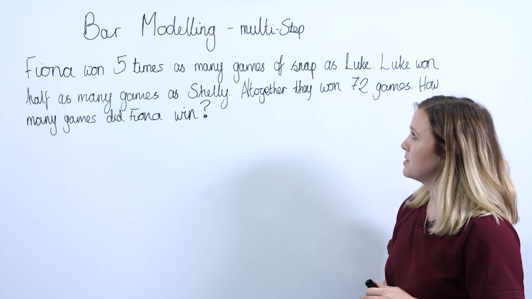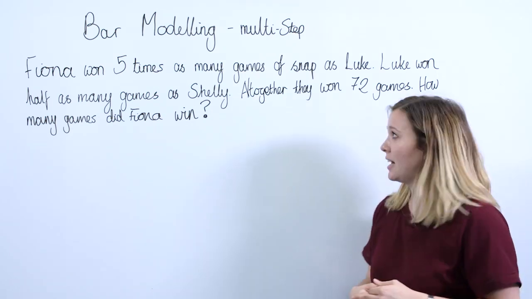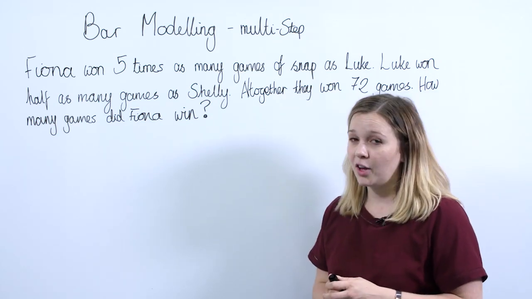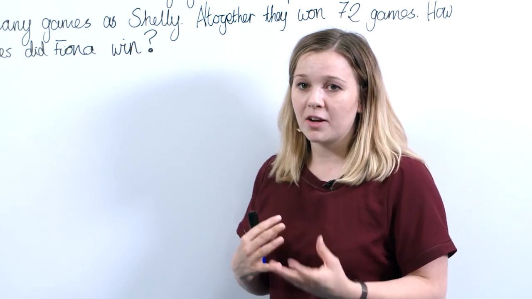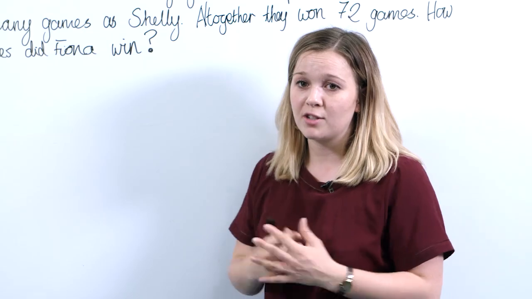Fiona won 5 times as many games of Snap as Luke. Luke won half as many games as Shelly. Altogether they won 72 games, and how many games did Fiona win? So this is an example of a comparative problem. We're going to look at the number of games each of them won to try and solve the problem.